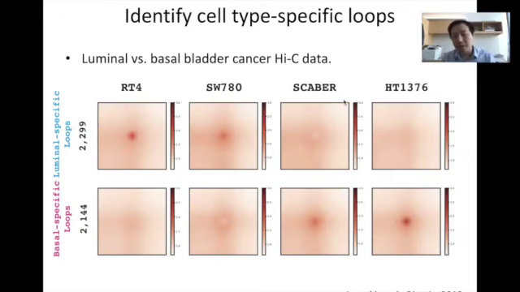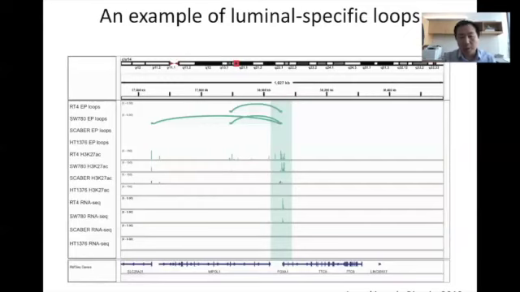So through Hi-C data analysis, you can see the enrichment of subtype specific loops, right? I will just give you one example. In this case, the first two tracks are the luminal specific cancer.